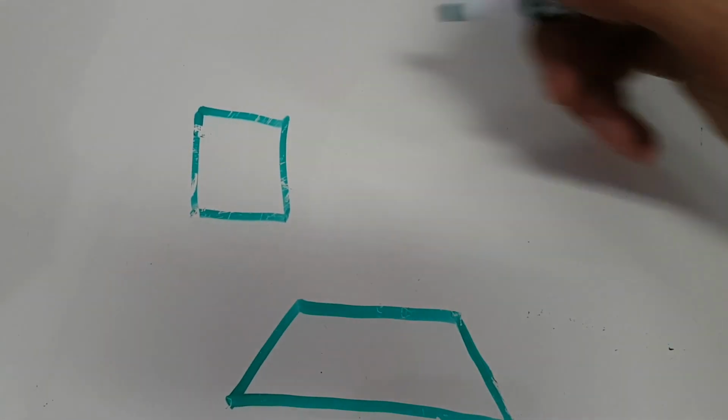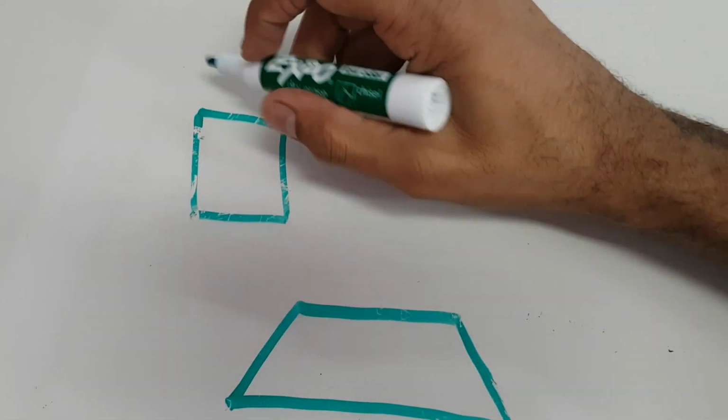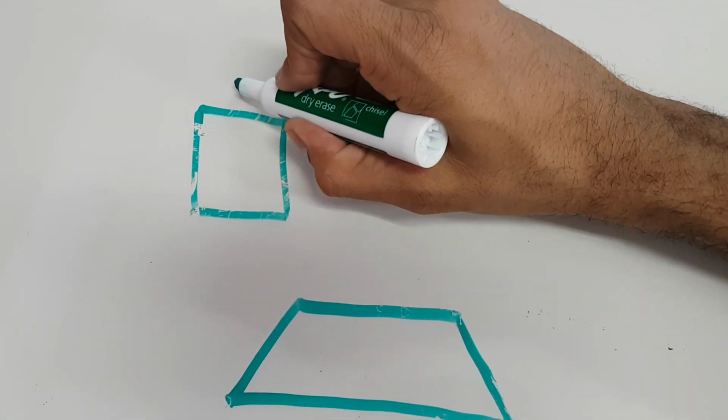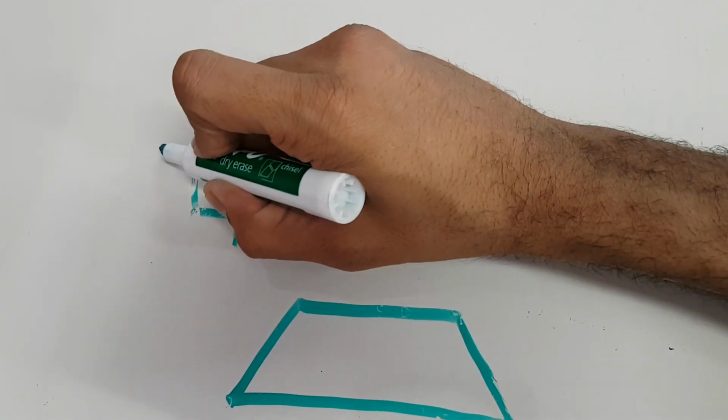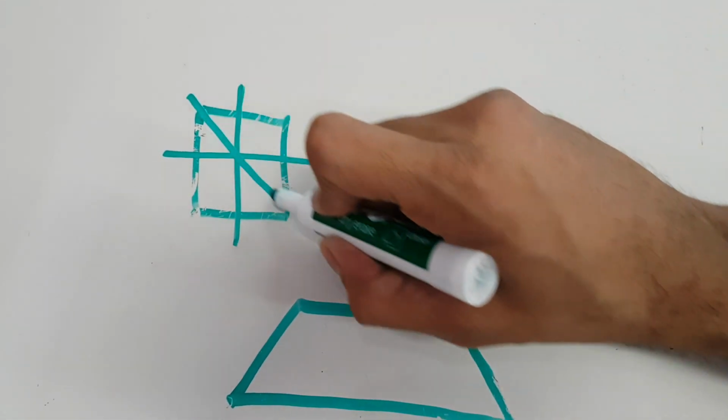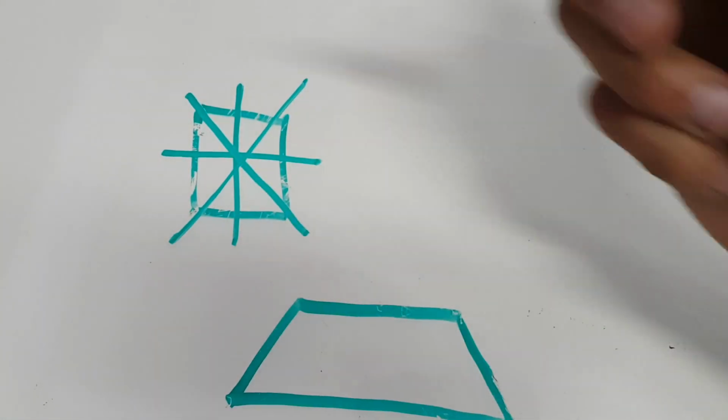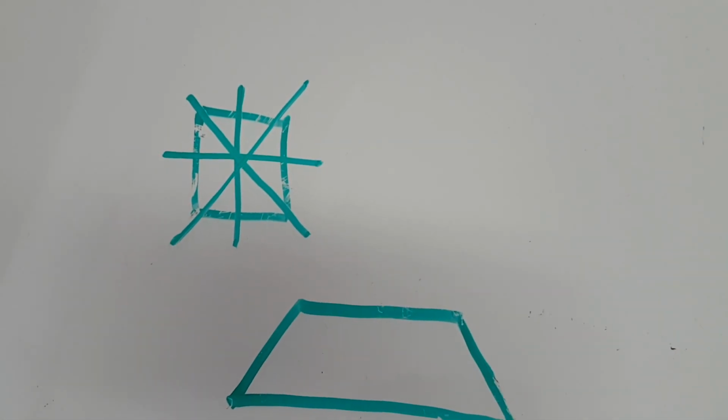Okay, so what about a square? How many lines of symmetry does a square have? Let's see. Take a second to think about it. Okay, so if you said 1, 2, 3, 4, you'd be correct. A square has 4 lines of symmetry.